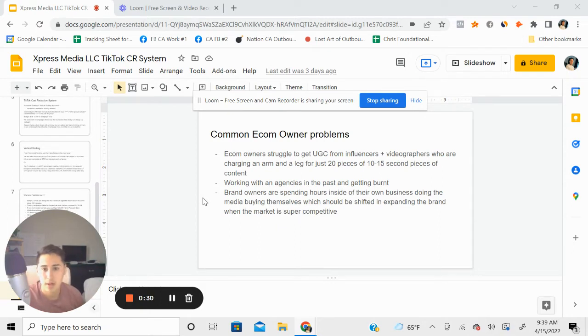So, first things first, why pivot to TikTok? Why now? So, common ecom brand owner problems, right? With Facebook, CPMs are rising. Algorithm is very inconsistent for ecom brand owners, right? Market is saturated. Competition is very, very high.